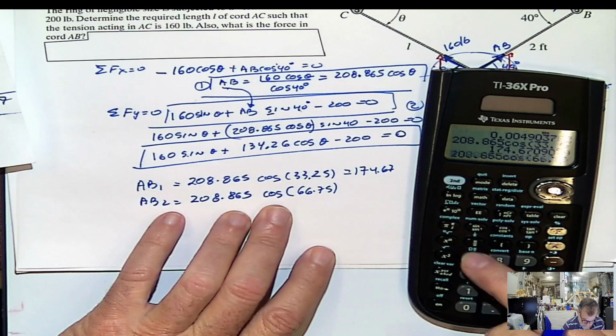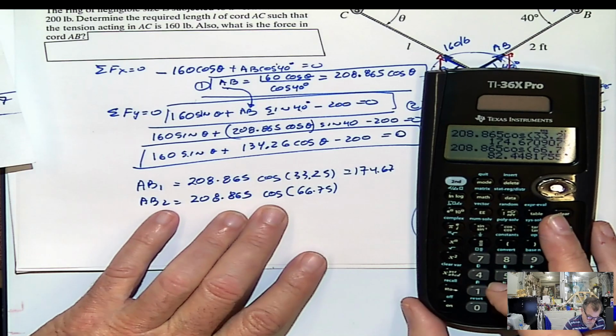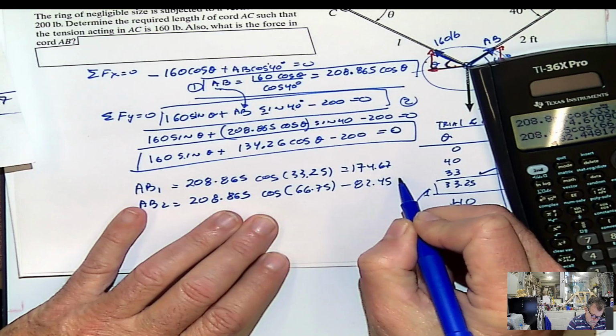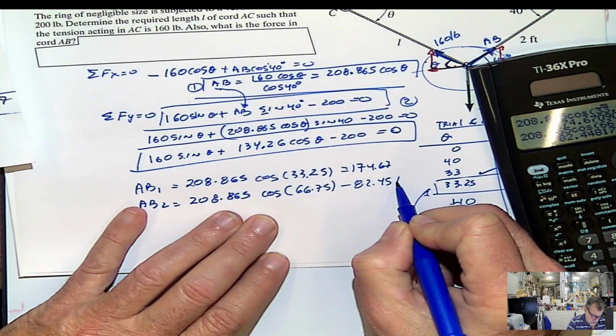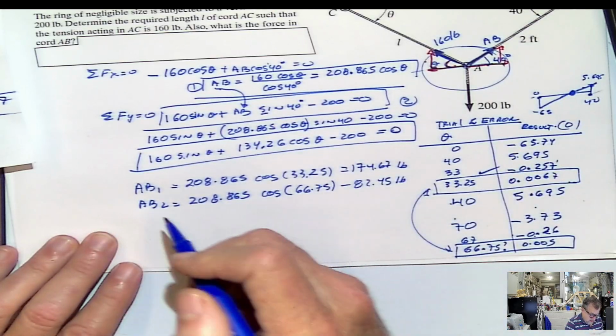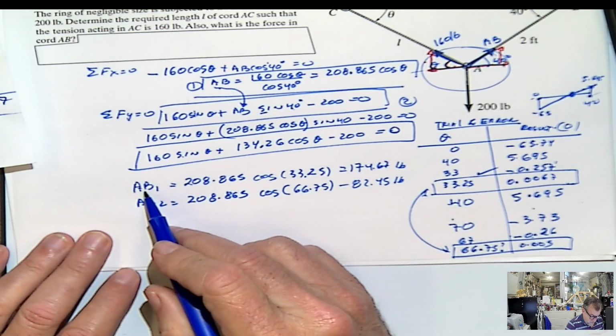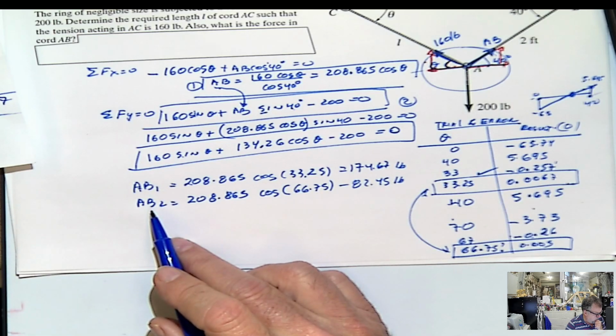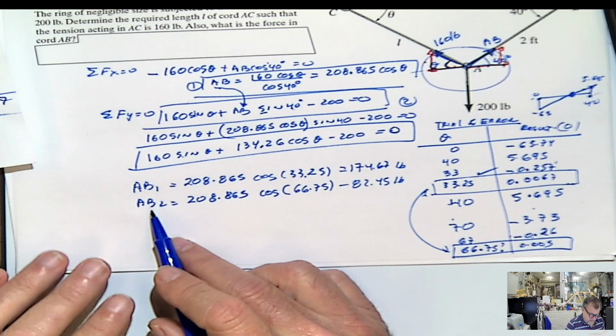66.75. That will be 82.45 pounds. But that means also that we're going to have different lengths: one length for this one and one length for this one. So how do you find the length?